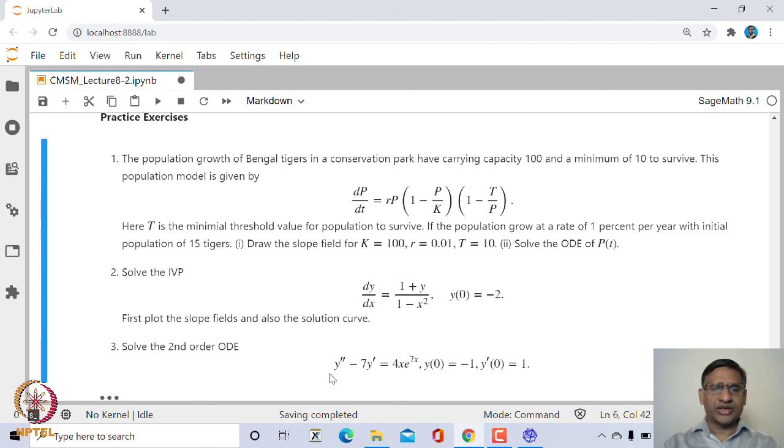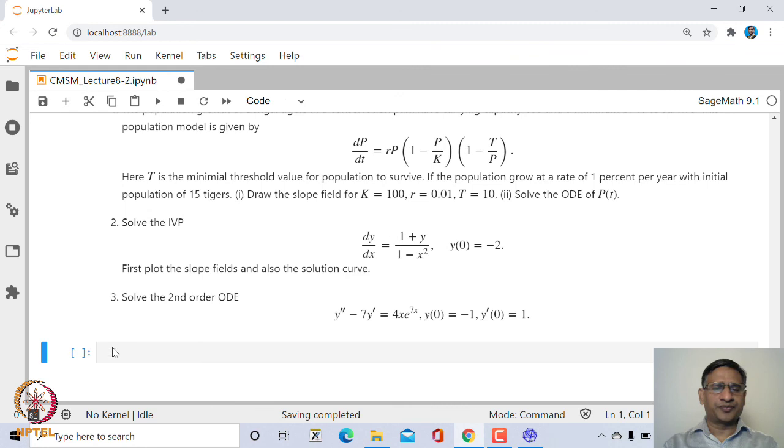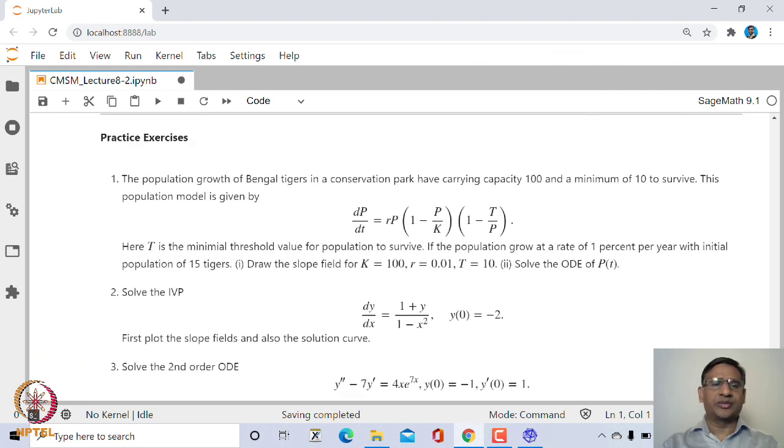And then solve the second order differential equation, which is an initial value problem, and you can also include a boundary value problem in this case. These are straightforward problems I have left as practice exercises.